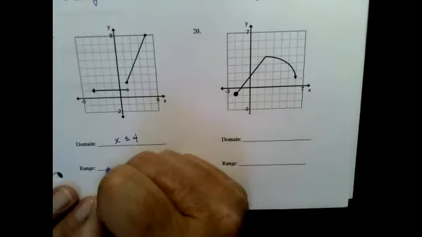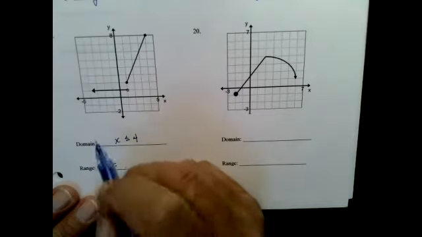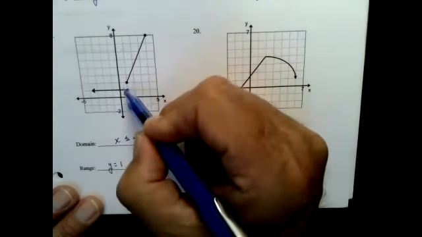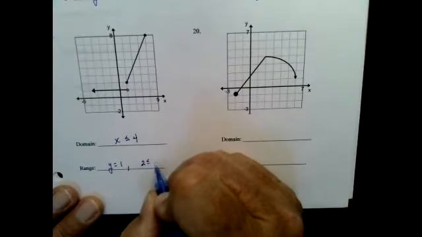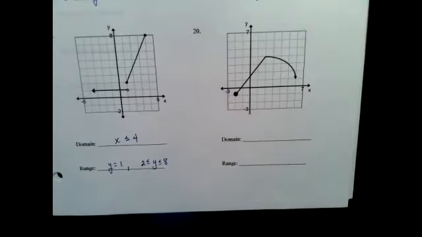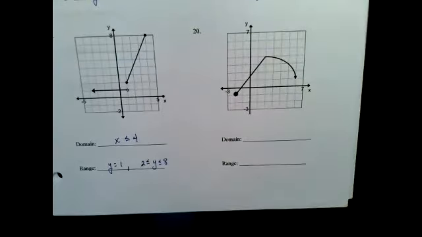The range, Y is gonna equal just 1. And then it goes from 2 to 8. 2 is less than or equal to Y is less than or equal to 8. Well, isn't that a cool way to write it? So my range values are gonna be 1 or something from 2 to 8. Again, that's my Y values.